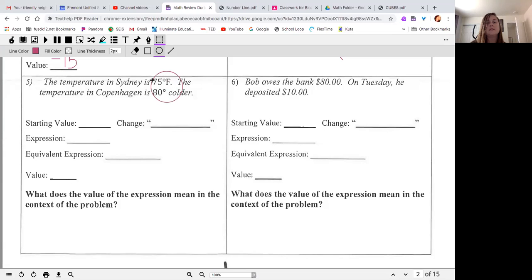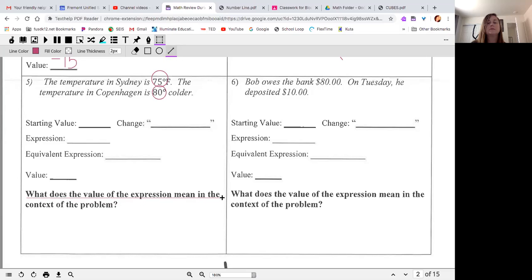75 degrees. Oops, I did get both of them, but it's not always going to work that way. 75, 80. The temperature in Sydney is 75 degrees Fahrenheit. The temperature in Copenhagen is 80 degrees colder. Okay. And again, they wrote the question down at the bottom. What does the value of the expression mean in the context of the problem?